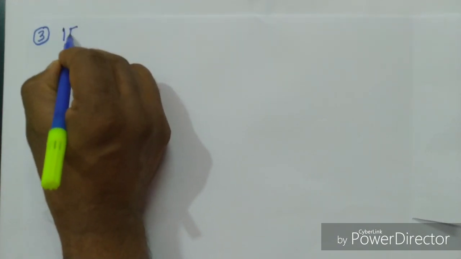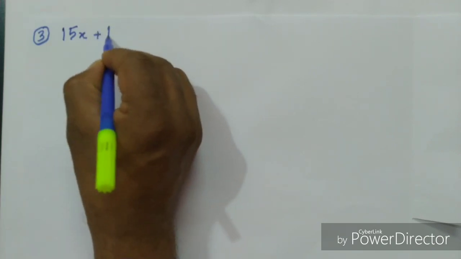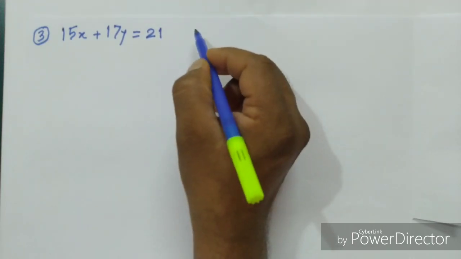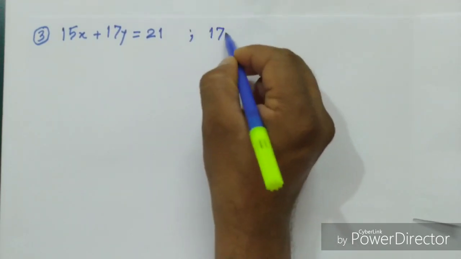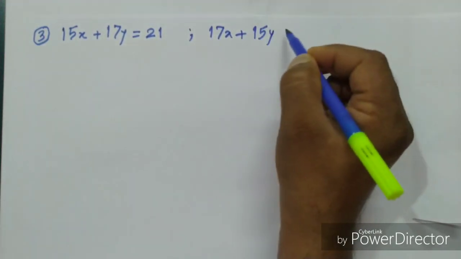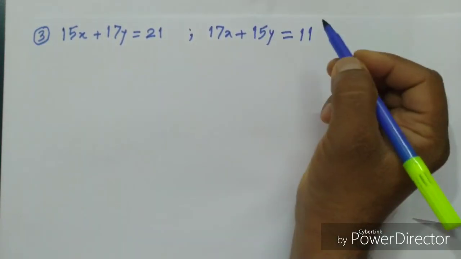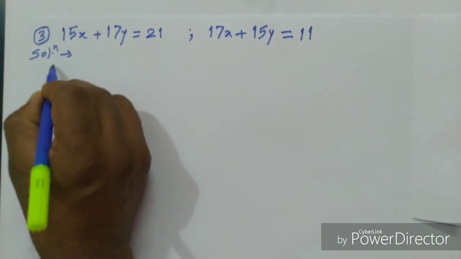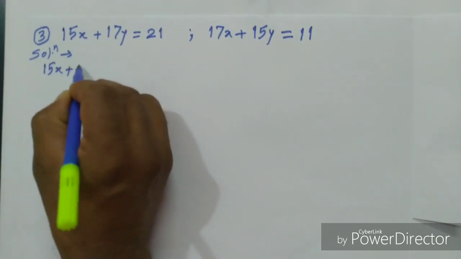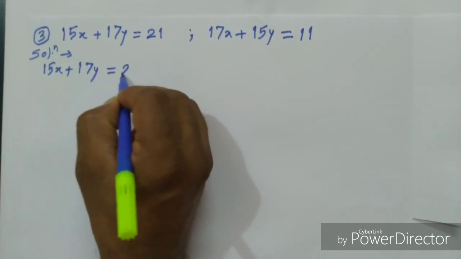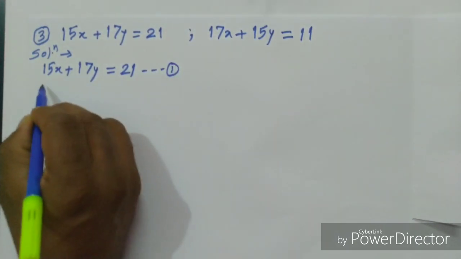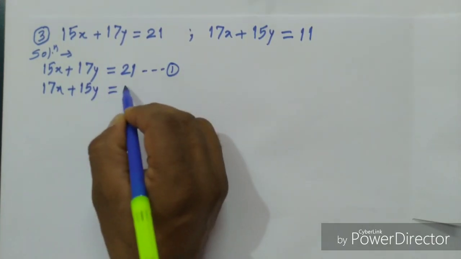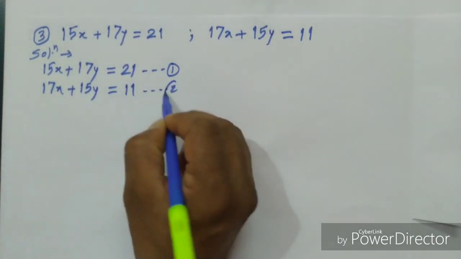Third example: 15x plus 17y is equal to 21, and 17x plus 15y is equal to 11. Solution: 15x plus 17y is equal to 21, equation 1. 17x plus 15y is equal to 11, equation 2.